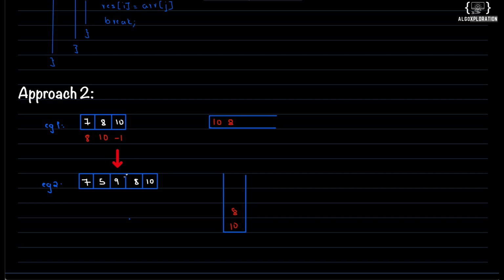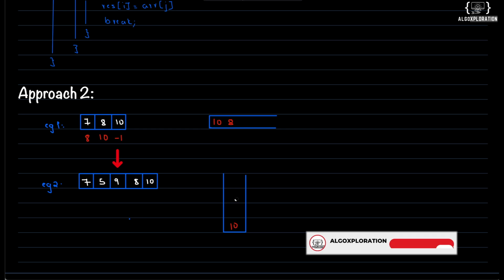So whenever I encounter any building which is taller than the top of the stack, I basically need to pop those elements. Again, I'm saying elements, not element. I need to keep popping until I see an element which is greater than 9. Over here I do see that only 8 is present, so I'll just delete one element.